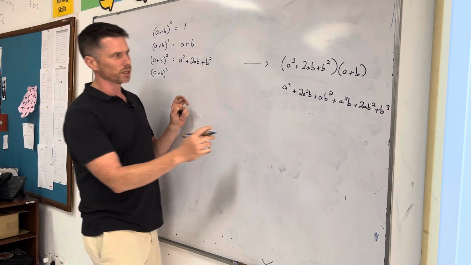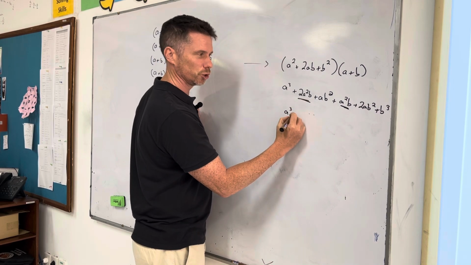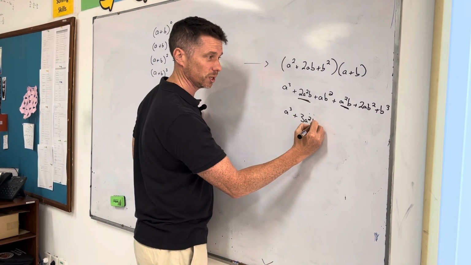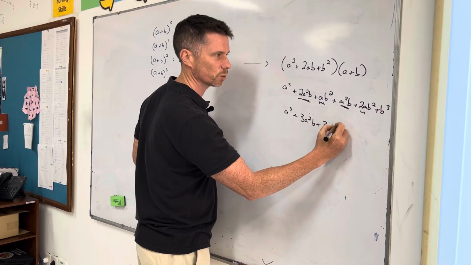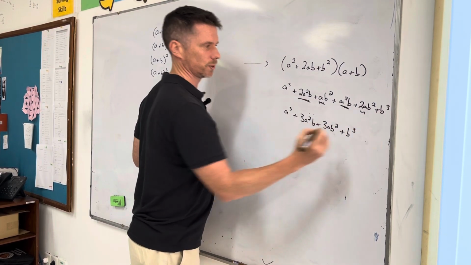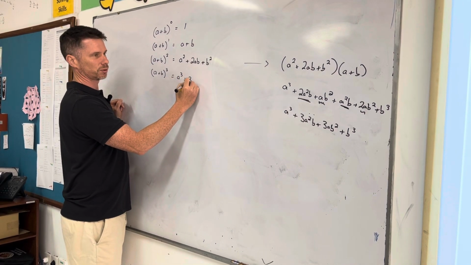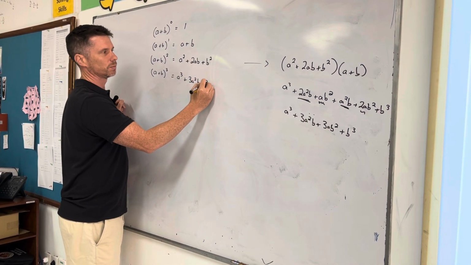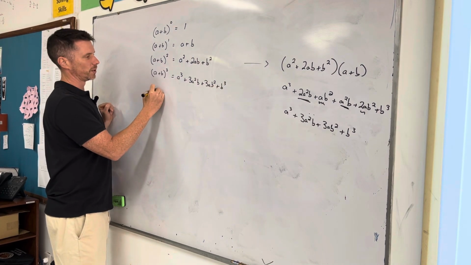Okay, but there's common things here. So now that and this can be added together. So you actually get a cubed plus 3a squared b, plus 3ab squared plus b cubed. Okay, I'll put that in here. A cubed plus 3a squared b plus 3ab squared plus b cubed. All right. There's always a pattern.